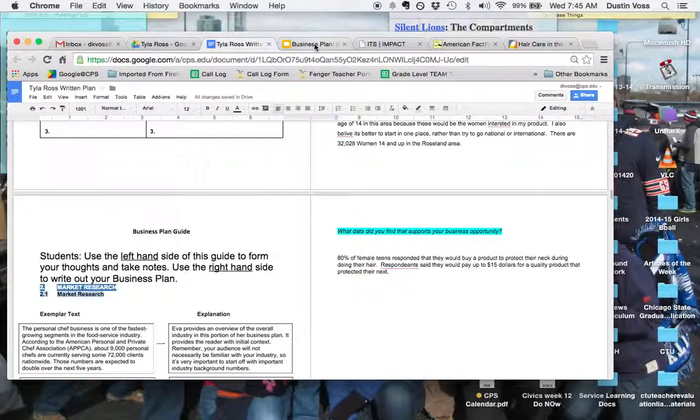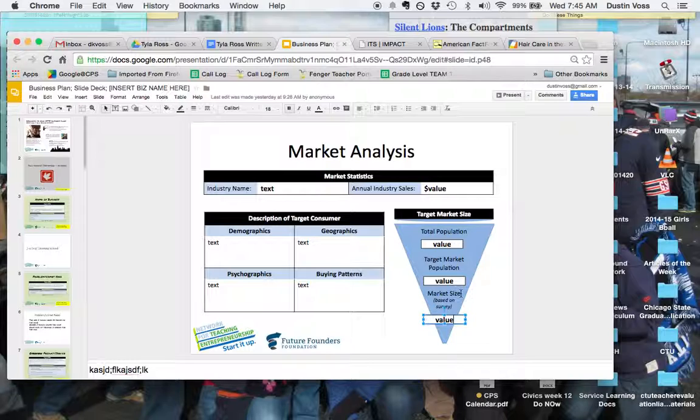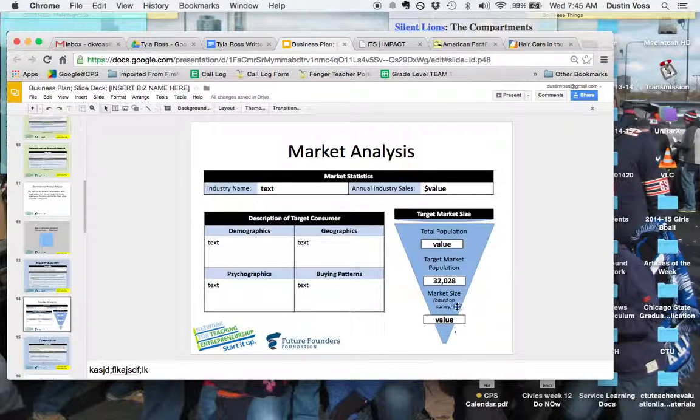So that would be the data that supports my business opportunity. And when I do go to my market size, that would be 80% of my answer here. So if that was 32,028, because it was all the women, what's 80% of that? And I hope you guys understand how to find a percent of a number. That would be just timesing it by the decimal. So I'd times that by 0.8 and I'd find the market size based on my survey.